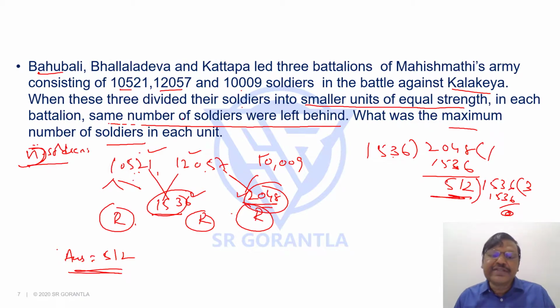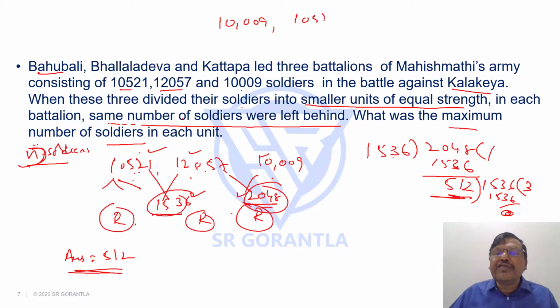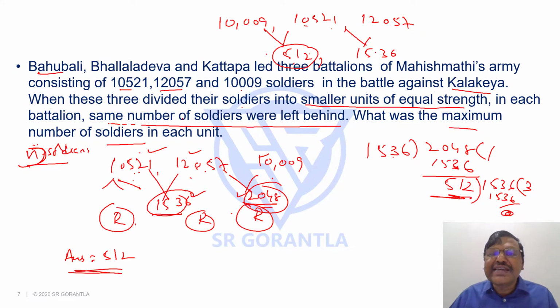So like that we get questions. And this calculation would have been a little easier if you had written them in increasing order, so that the differences will be minimum. You can find the HCF easily. So let us say, if I write them in increasing order, 10,009, 10,521, 12,057, what happens? See, the difference is 512, the difference is 1536. See, 512 ones, 512 threes. I can easily say HCF is 512, right? Okay, so this is how we get questions on HCF models.